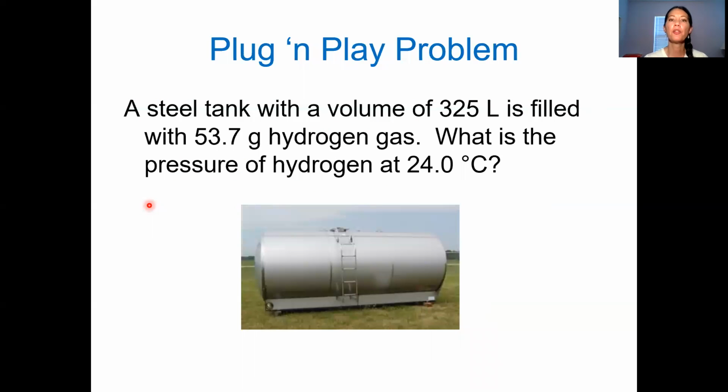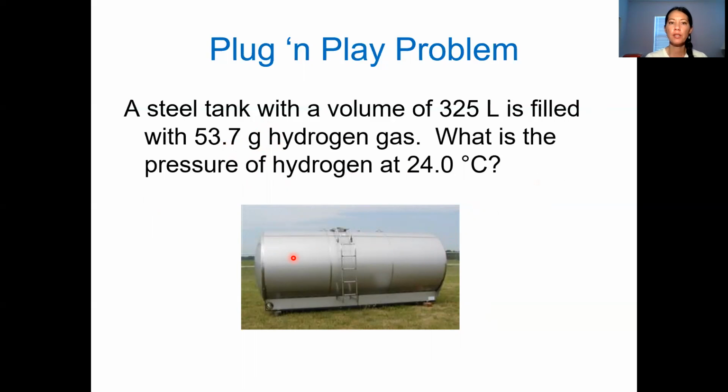Our first problem I call the plug and play, because you just plug in the numbers and you get your answer. Here we have a steel tank with a volume of 325 liters. It's a steel tank, so this isn't going to expand or contract like a balloon. It's filled with a certain amount of hydrogen gas, and I give the grams. What is the pressure of the hydrogen in the tank at 24.0 degrees C?